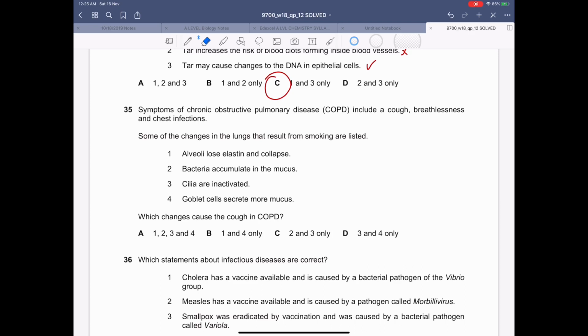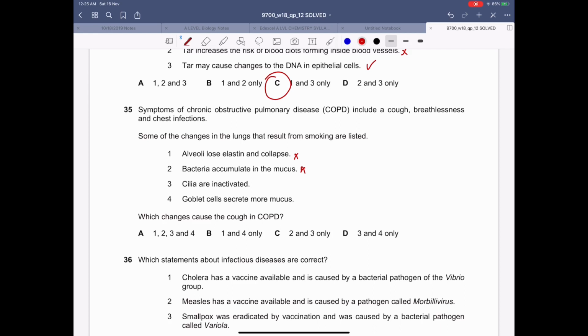Symptoms of chronic obstructive pulmonary disease, COPD, include a cough, breathlessness, and chest infection. Some of the changes in the lungs that result from smoking are listed. Number 1. Alveoli lose elastin and collapse. Not the effect of smoking, as in it is an action of white blood cells. Bacteria accumulate in the mucus. Okay, again, so even bacteria accumulating in the mucus will not cause the cough in COPD.